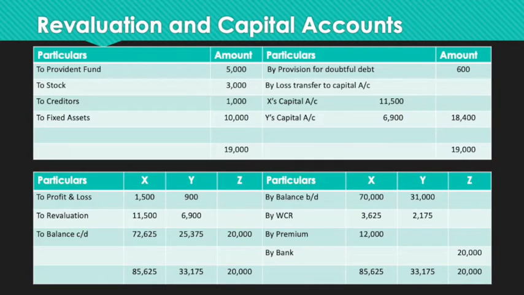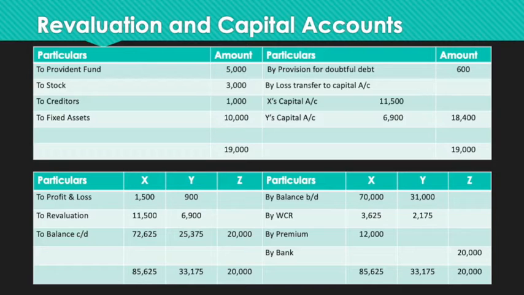This was the first journal entry for the revaluation which has been transferred to the revaluation account. Now in the credit side there is only one item, provision for doubtful debt 600. Taking that into consideration, 19,000 minus 600 gives us a loss of 18,400 which needs to be transferred to the capital account, and this 18,400 is divided in the old ratio, that is 5:3. So the share of X was 11,500 and the share of Y was 6,900, which has already been explained in the previous slide.